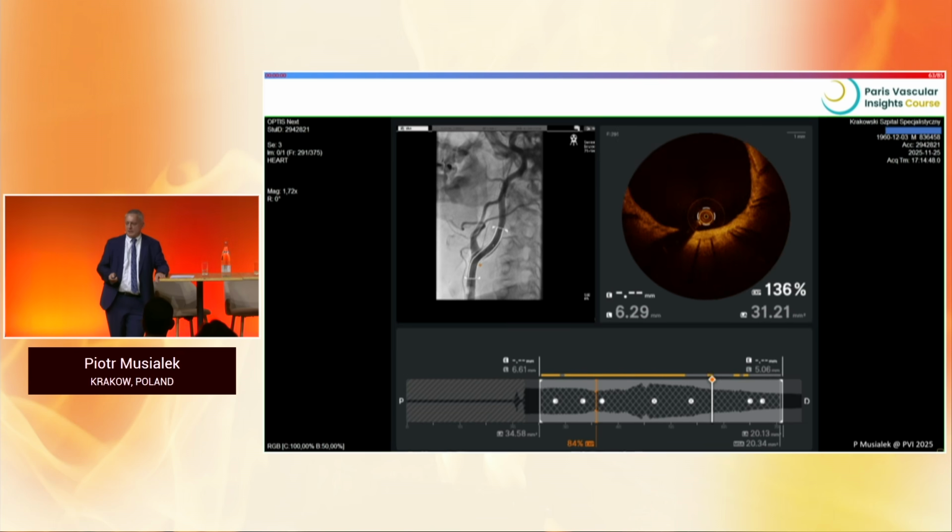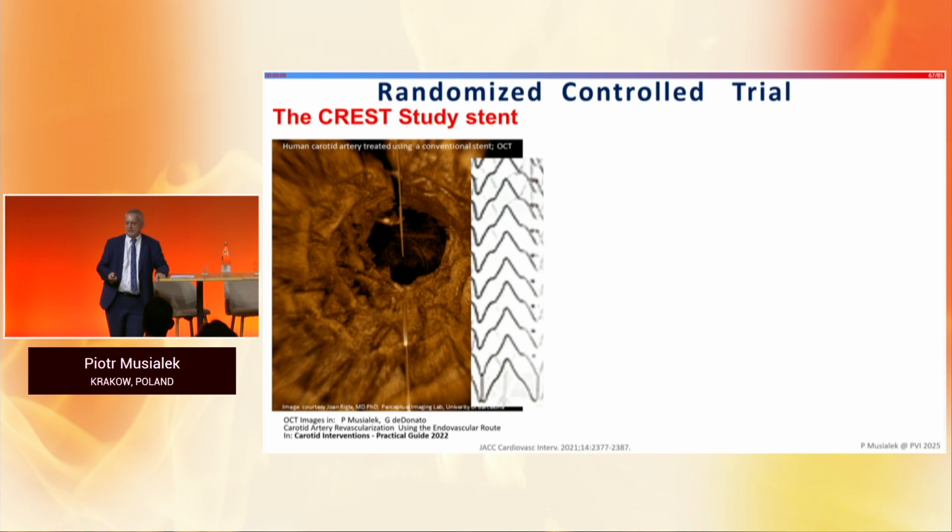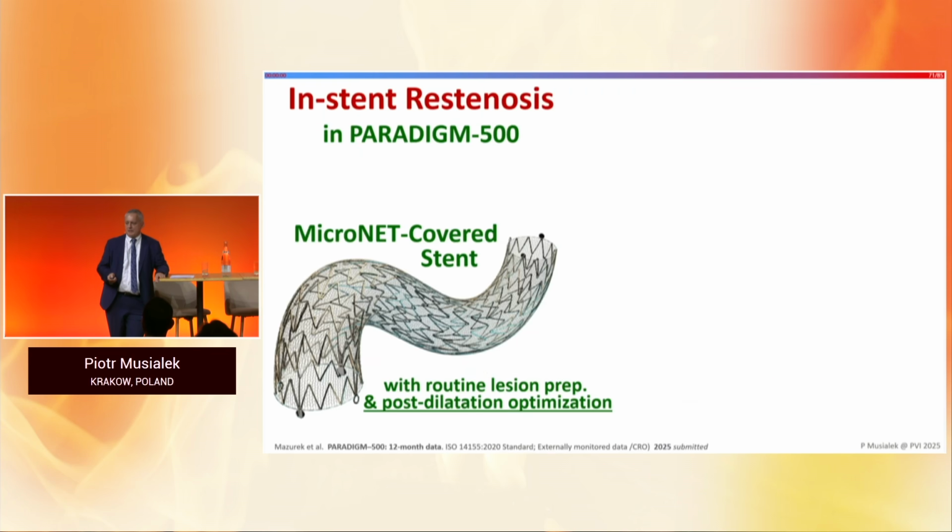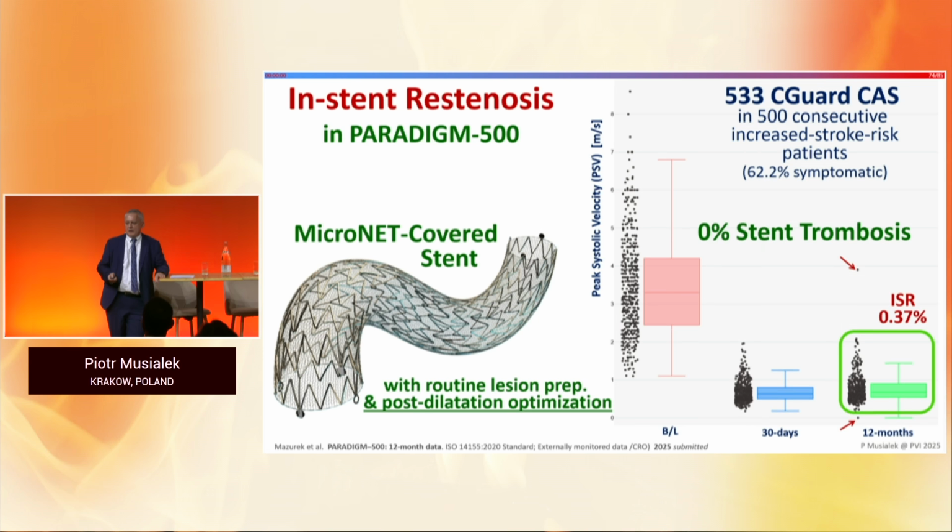We do it because we have evidence from the Paradigm study. This is the randomized trial data, where we looked at the first 500 patients with optimized predilation, optimized post-dilation, and micronet covered stent. We had 0% stent thrombosis in 533 cases in those 500 patients, and 0.3% in-stent restenosis.